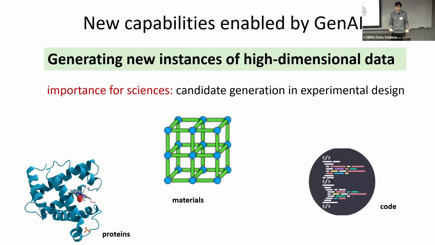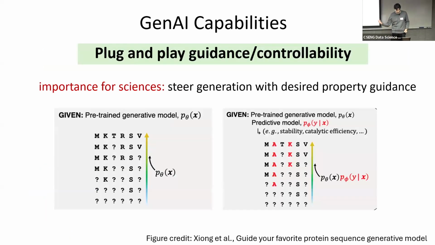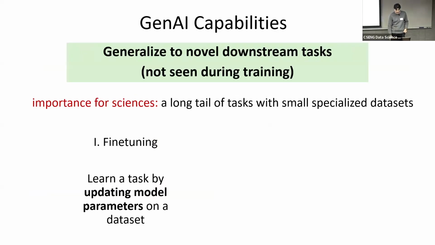And of course, with this, there are now lots of new capabilities which have been enabled. We can generate new instances of high-dimensional data, which is very important for sciences, let's say generating new proteins and materials, right? We can guide towards certain properties that we care about. And very importantly, this is what leads to the next point that I will mention: in the sciences, we know that there is this long tail of tasks, and most of these tasks come with their specialized data.